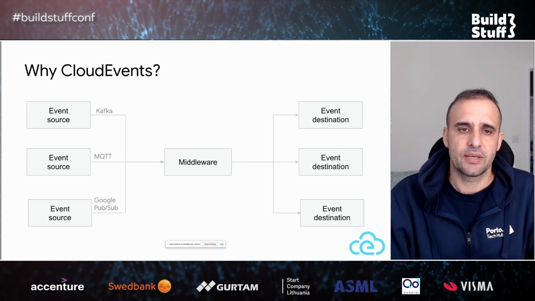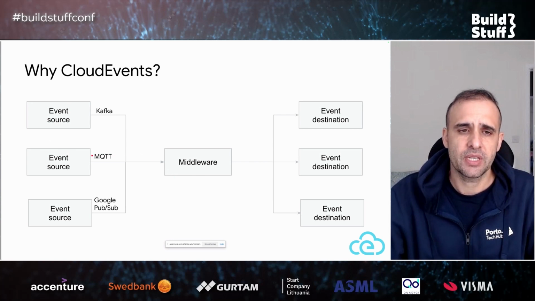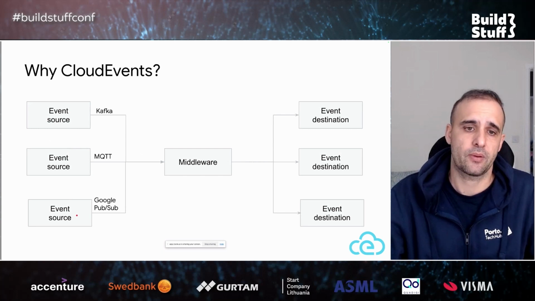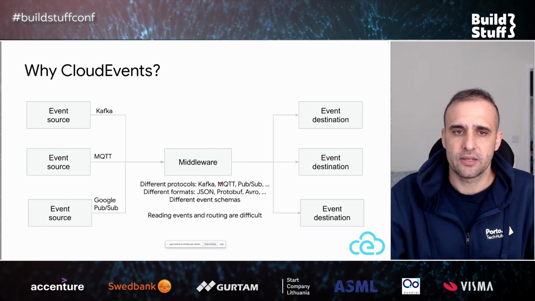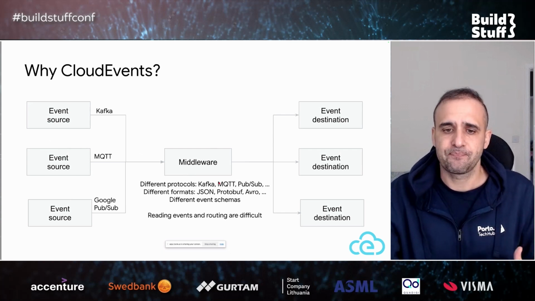But in the real world, you typically have multiple event sources coming from multiple different event mediums. So maybe you have an event source publishing events to a Kafka topic. Maybe you have another IoT kind of event source publishing using the MQTT protocol. Maybe you have another event source running in the cloud and publishing to a Google Cloud Pub/Sub topic, right? Now, all of a sudden, your middleware gets quite complicated because now you're dealing with multiple protocols: Kafka, MQTT, Pub/Sub.